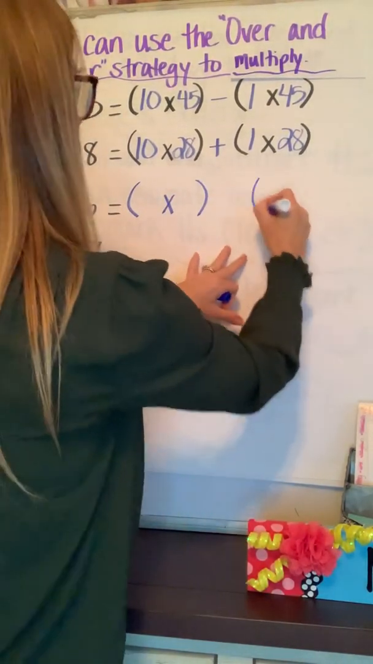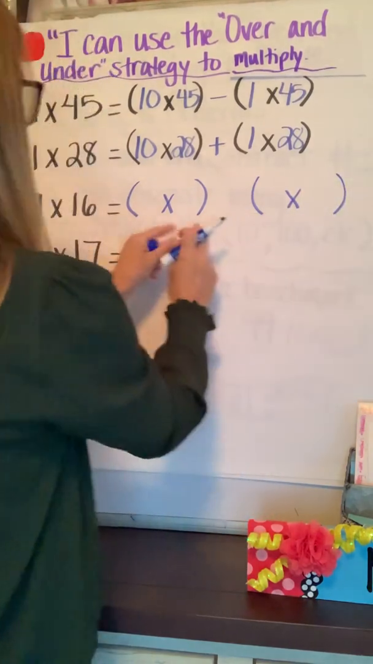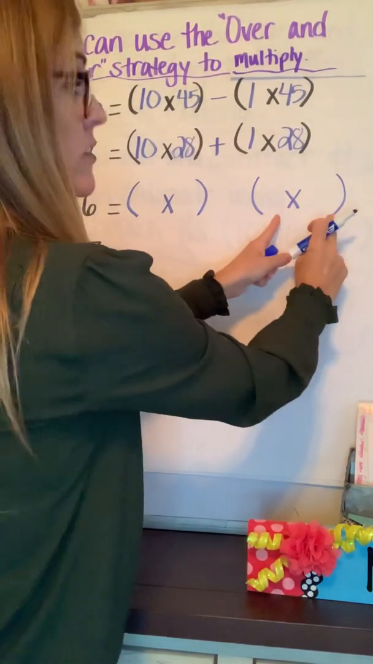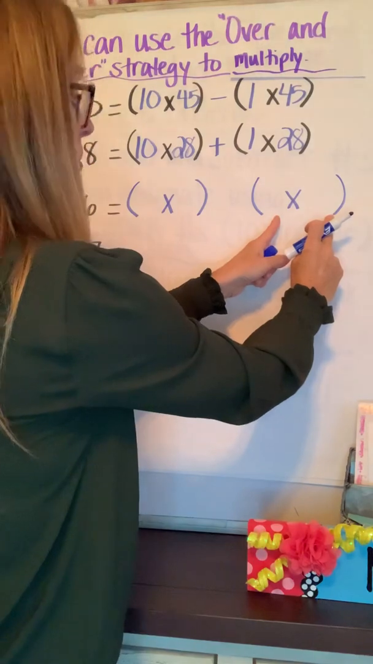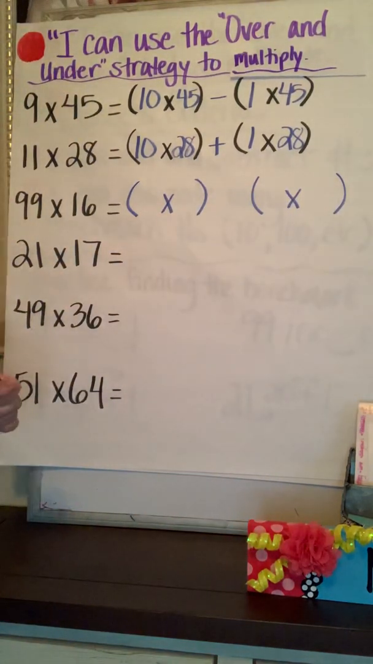So I know that I'm creating an expression because I know we're going to be multiplying a group and then either adding or subtracting a group. All right, so we have that set up.